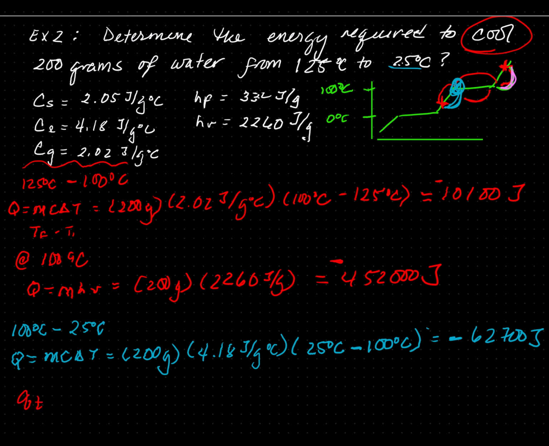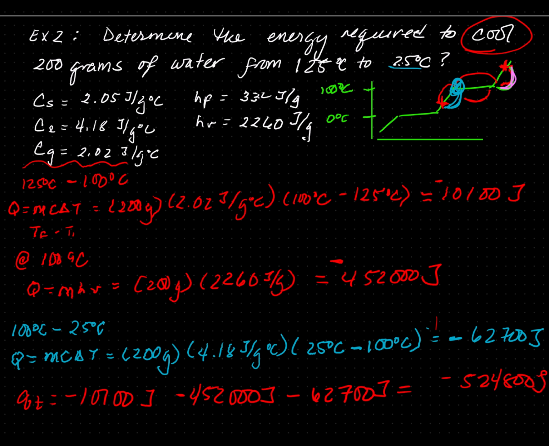Q total here is going to be negative 10,100 joules minus 452,000 joules minus 62,700 joules. If you add everything up, negative 524,800 joules. Better way to write this is with scientific notation. So this is going to be negative 5.25 times 10 to the 5th joules. Or you could write it in kilojoules. So please note, when you cool, the answer should come out negative. Your Q equals mc delta T.